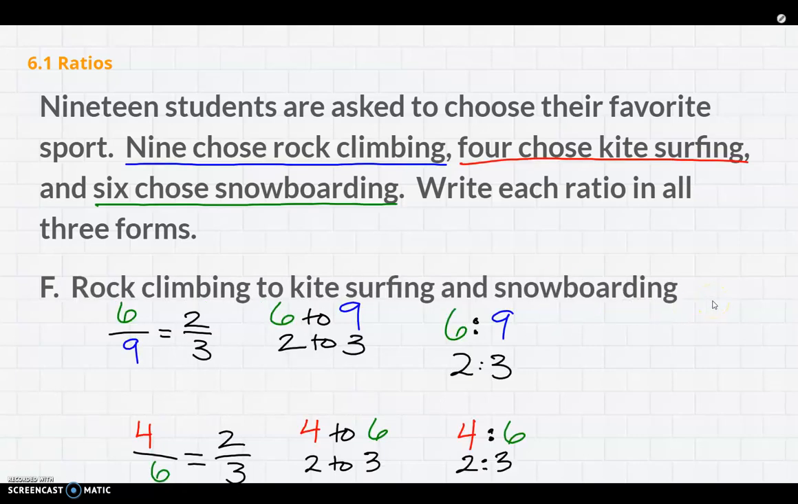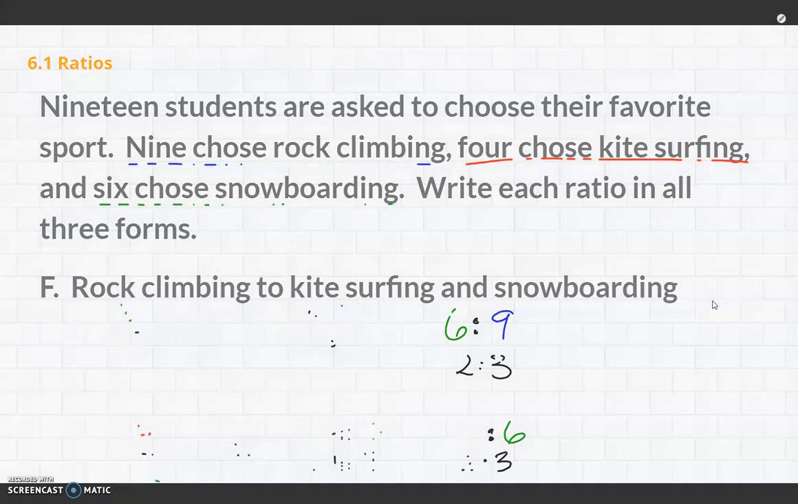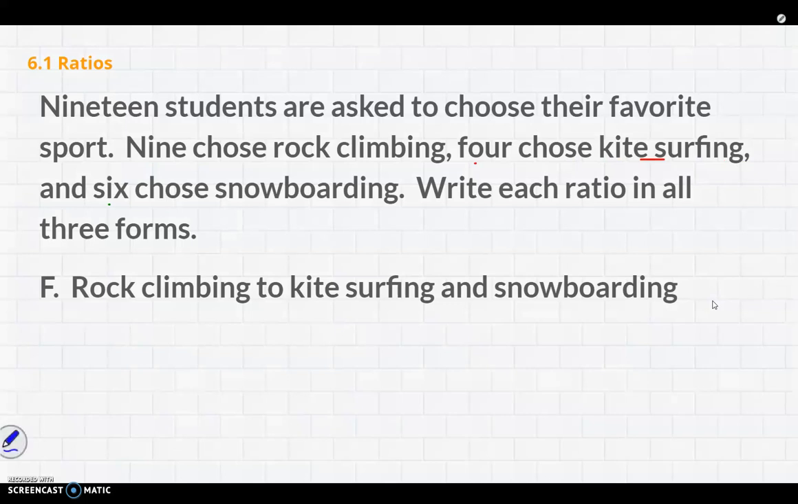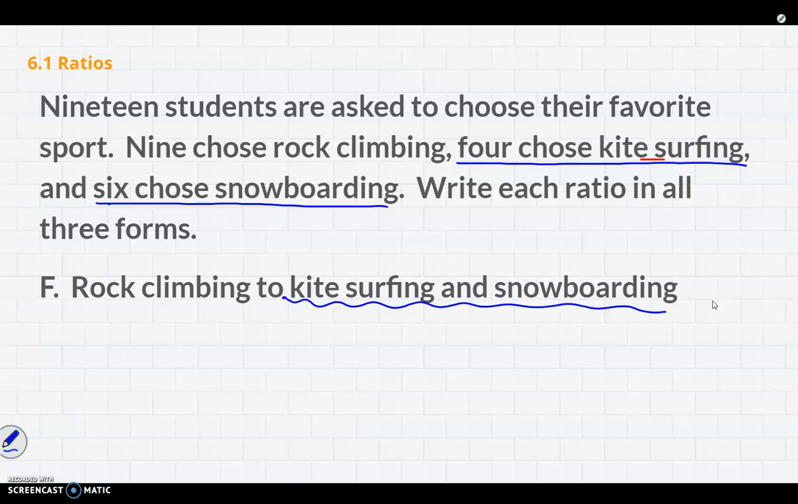Very last one here, rock climbing to kite surfing and snowboarding together. Okay, well, we have to figure out how many students like kite surfing and snowboarding together. So there were 4 that liked kite surfing, and there were 6 that liked snowboarding. So together, this is 10 students. Okay, and rock climbing was 9. So we're going to say 9 to 10, which cannot be simplified. So writing the ratio in all 3 formats.